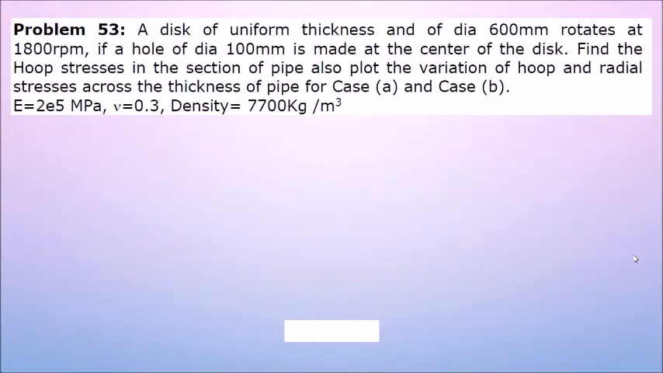Next problem is a disc of uniform thickness and of diameter 600 mm that rotates at 1800 rpm. If a hole of diameter 100 mm is made at the center of the disc, find the hoop stress in the section of the pipe. Also plot the variation of hoop and radial stresses across the thickness of the pipe for case A and case B. Case A is solid disc, case B is hollow disc.